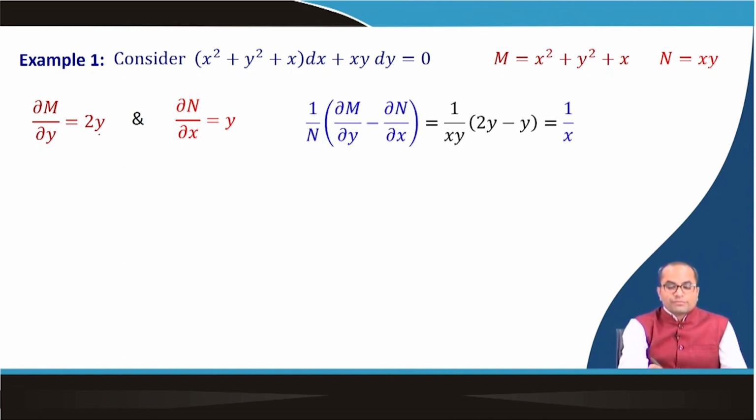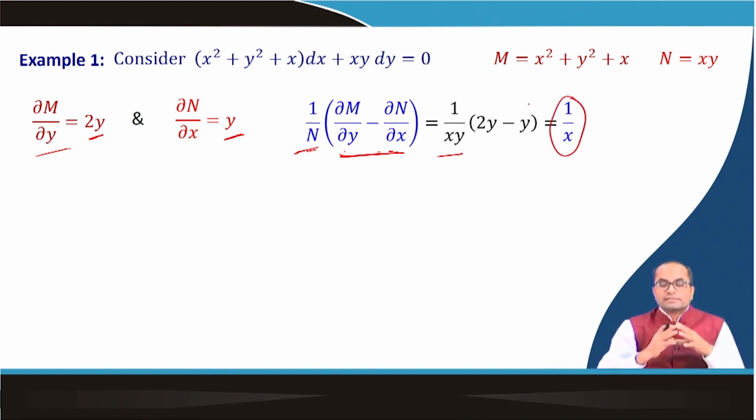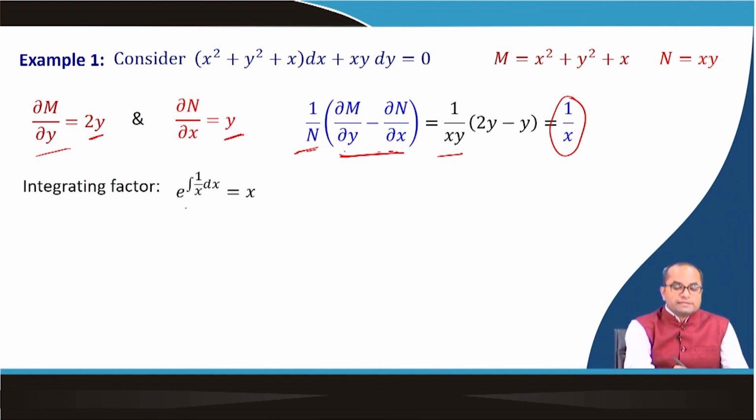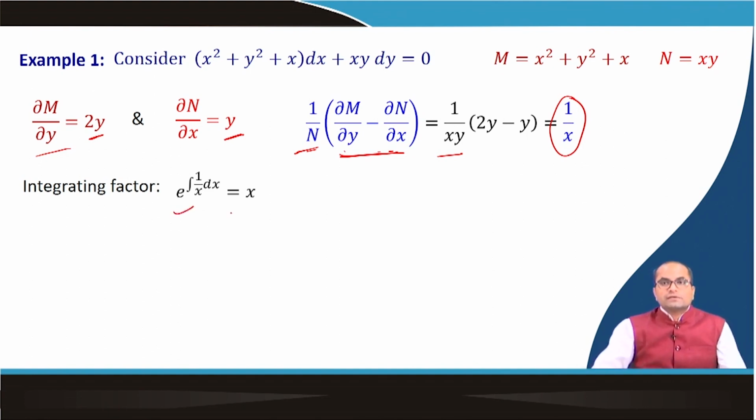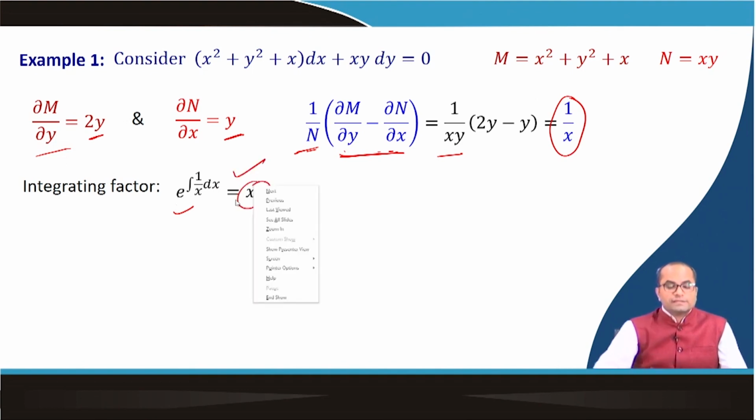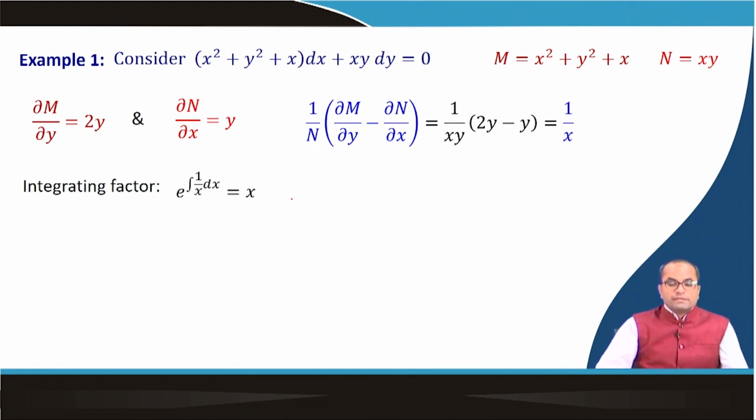So, what we do, we compute M_y − N_x. So, M_y is 2y minus this y over N, so xy. What we realize here is that (1/N)(M_y − N_x) is a function of x only. And if this is the case, we know that e to the power of the integral of 1/x dx will be the integrating factor. That is just x, because you will have ln x there, and e to the power ln x is x.